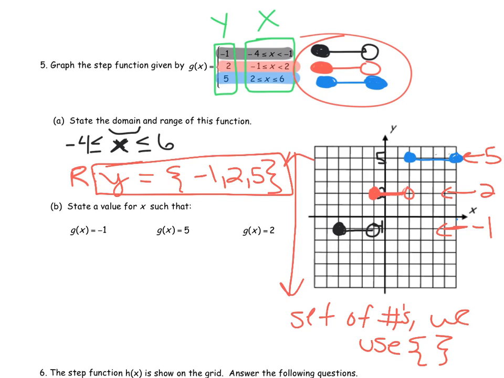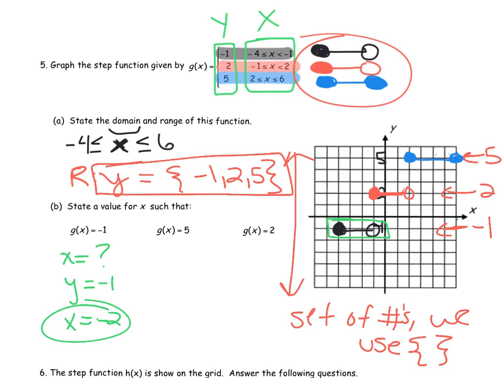So find the x value. So x equals what when y equals -1? Well, that's here. So pick any x value that's going to work. Sure, so let's go with x equals -2. That would work. So would x equals -1.5, x equals -3, x equals -4, those would all work.